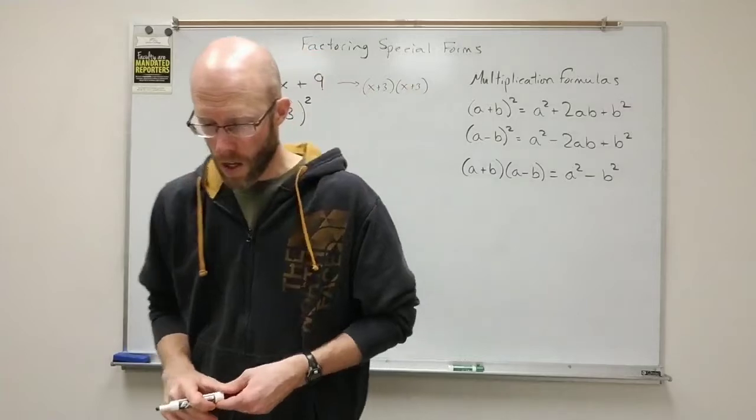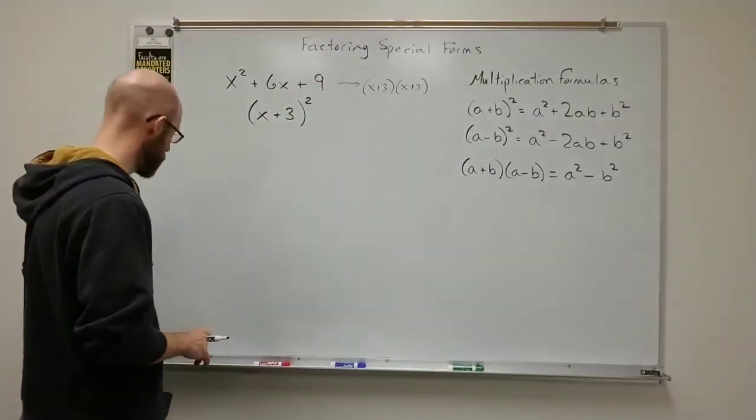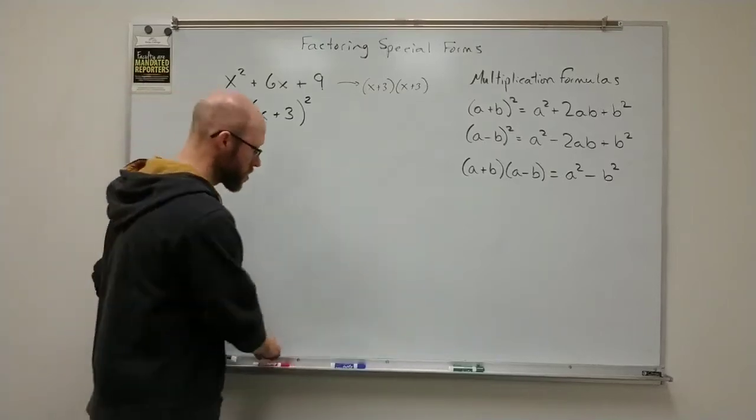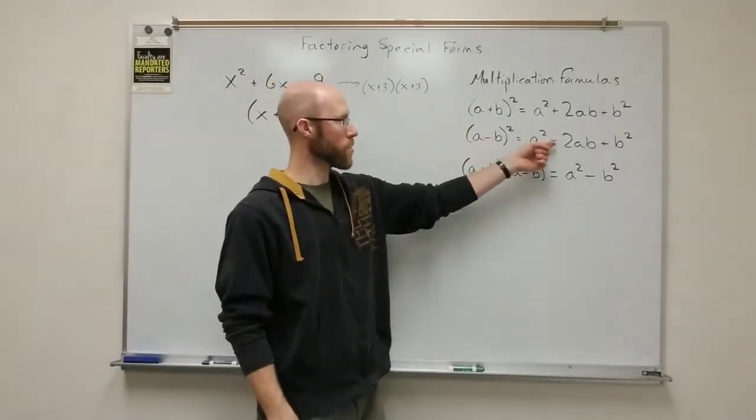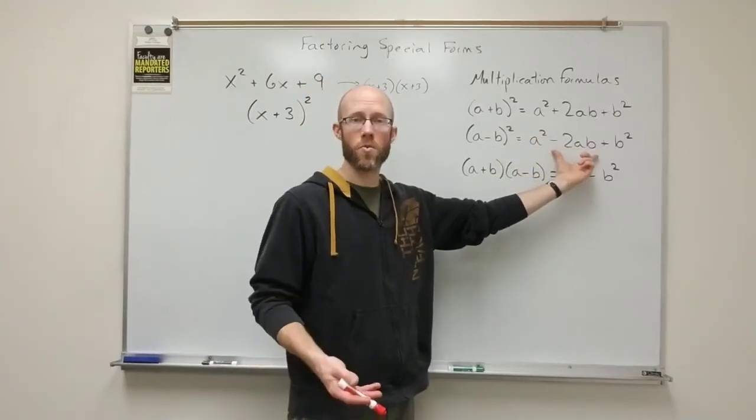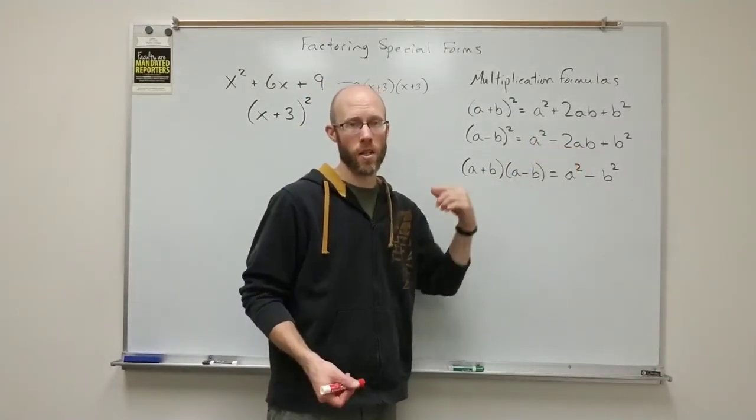Okay, so that's a sum squared. We can also look at difference squared. Okay, and a difference squared. So a difference squared comes from a perfect square trinomial with a subtraction in the middle.